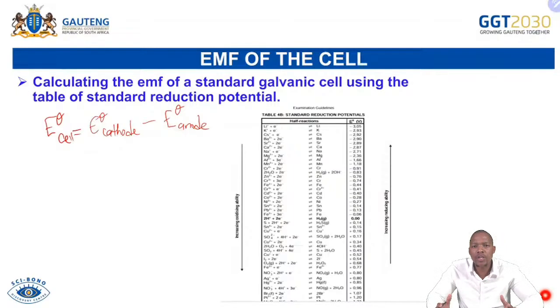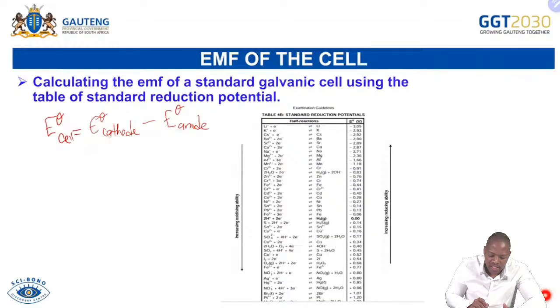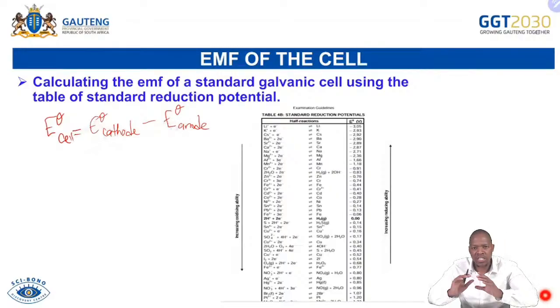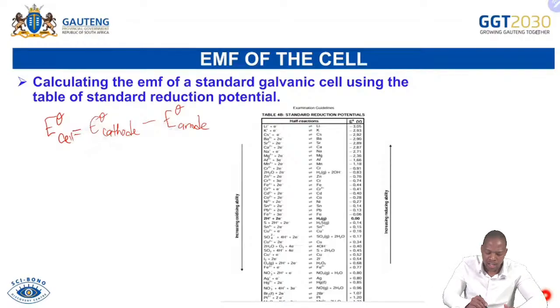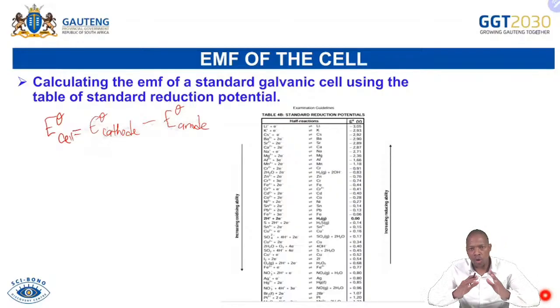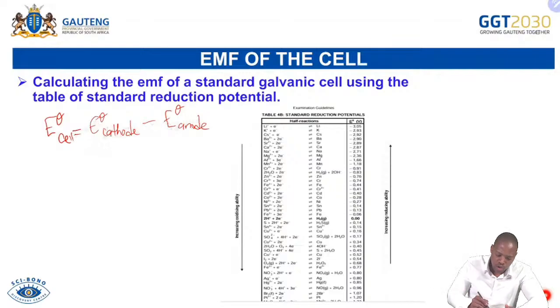What you must never do is abbreviate these things. Don't write E naught cat, E naught an. Don't do that. Do not abbreviate. In the formula sheet, it's written in full. You must also write it in full. Do not write E naught ox and then E naught red. Don't abbreviate. Write the formula in full to ensure that you get your marks.